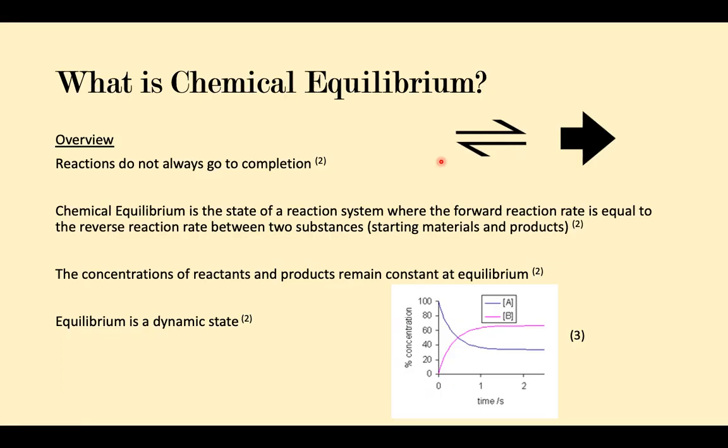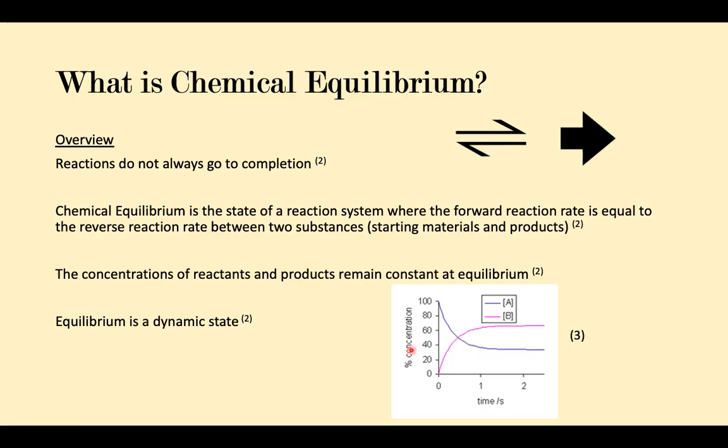So chemical equilibrium is the state of a reaction system where the forward reaction rate is equal to the reverse reaction rate between the two substances. And in this case, we have the starting materials and the products. And this is pretty much a description of why it is a dynamic state. And the concentrations of reactants and products remain constant at equilibrium.